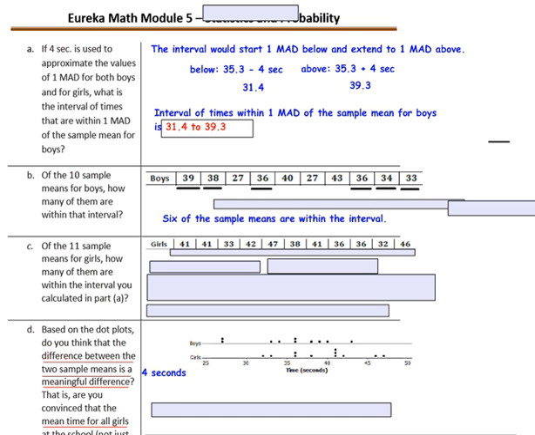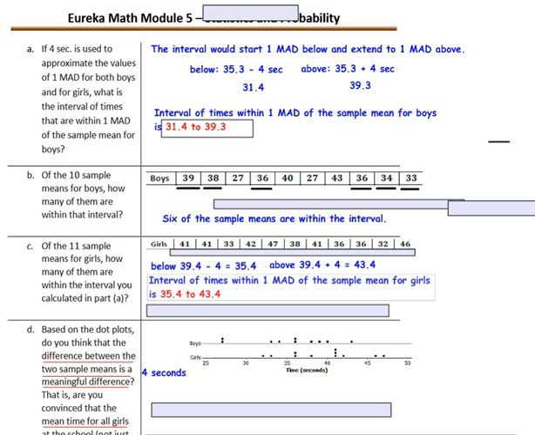Question C. Of the 11 sample means for girls, how many of them are within the interval you calculated in Part A? So let's take a look at that. The interval, we start with 39.4 and we subtract 4 seconds. Then we start with the mean, 39.4, and we add 4 seconds, and that gives us 43.4. So the interval of times within 1 MAD is between the times of 35.4 seconds to 43.4 seconds.